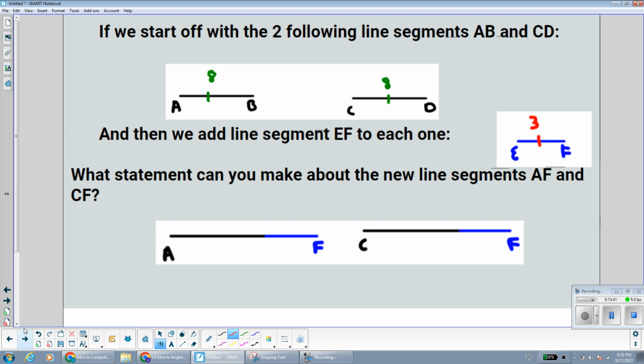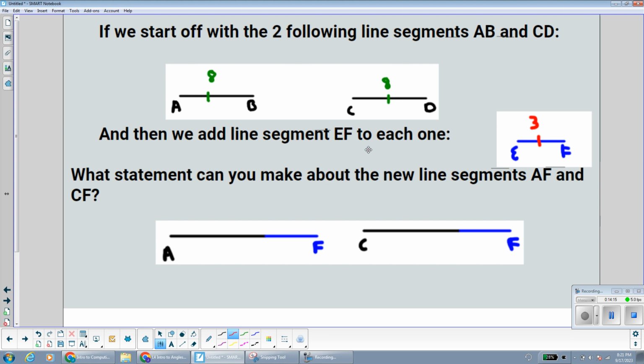The next thing we're going to talk about is something called the addition postulate of congruence. What the addition postulate of congruence says is that if you start off with two congruent objects, in this case line segments, and to each one you add on something congruent, your result, your sum, will also be congruent. So notice how here in this example, we're starting off with two congruent line segments, AB and CD. Here they have measurements, they are both length 8. They're congruent because they're exactly the same. They both have the same measurement.